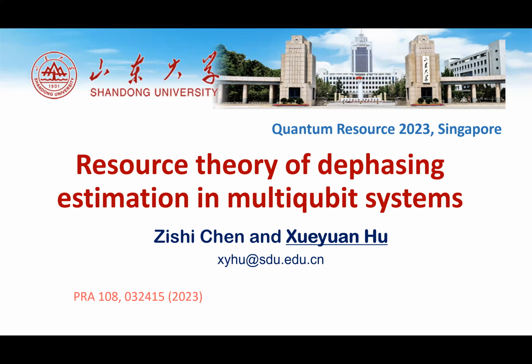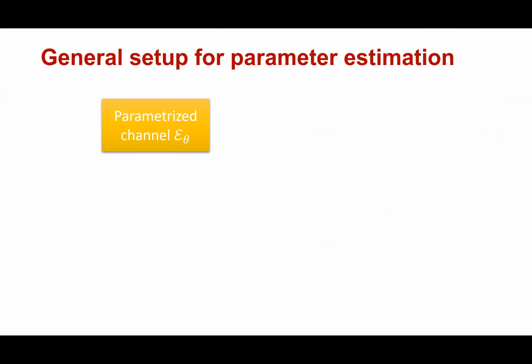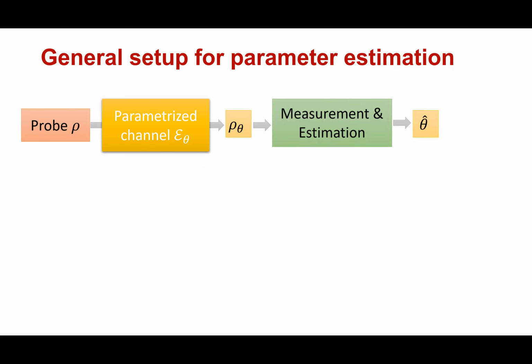So we can start from a very brief introduction to the general setup of parameter estimation. In this task, the parameter theta is encoded in a quantum channel, and we want to estimate the value of theta. In general, one puts a probe state into this channel, and the output state depends on theta. After that, one can do some post-processing, including measurement and estimation, to evaluate the value of theta.